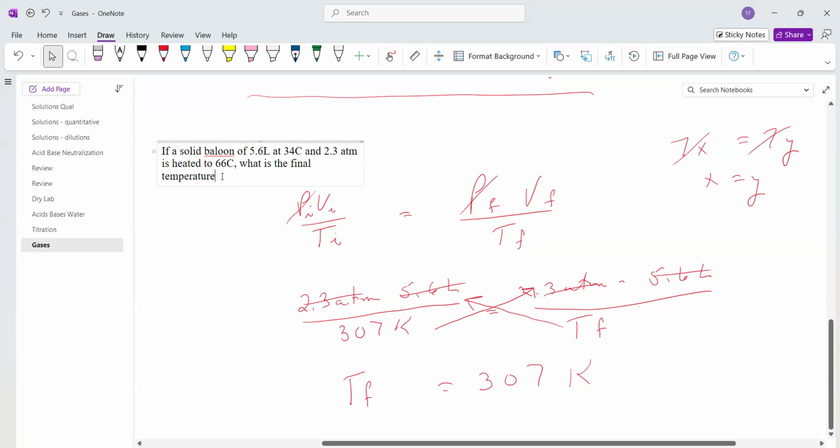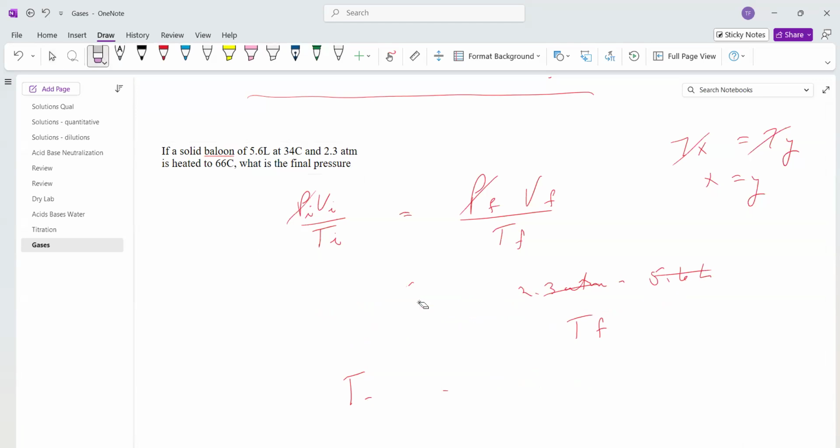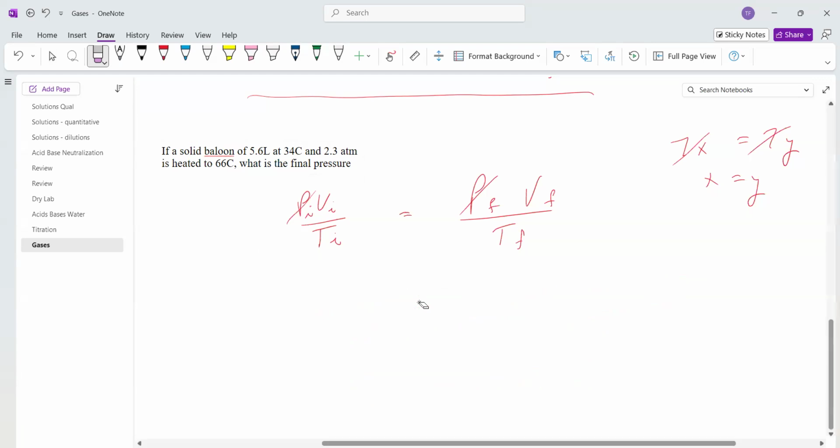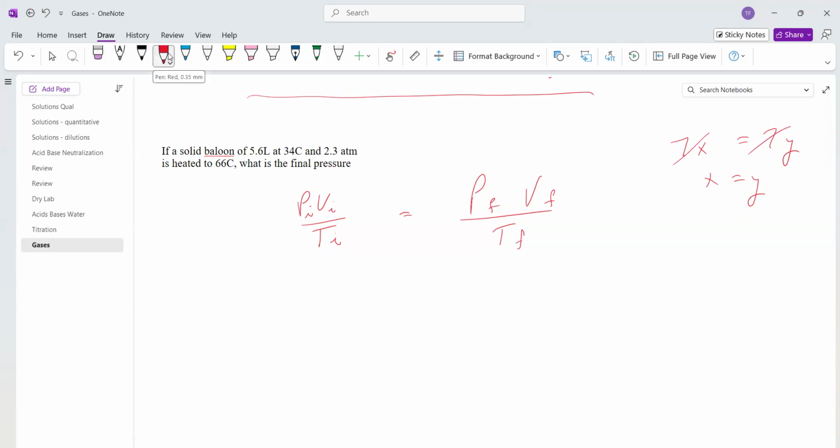Let's look at the final pressure instead. On a test, that would be a trick question, and remember, I don't do trick questions. Okay, so we don't know the final pressure. We know the initial pressure. The initial pressure is 2.3.